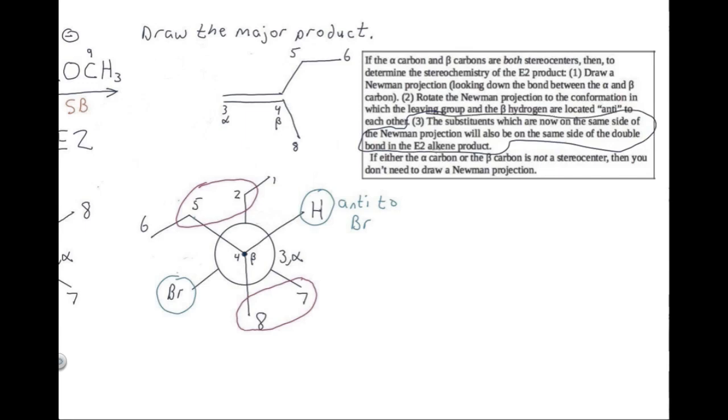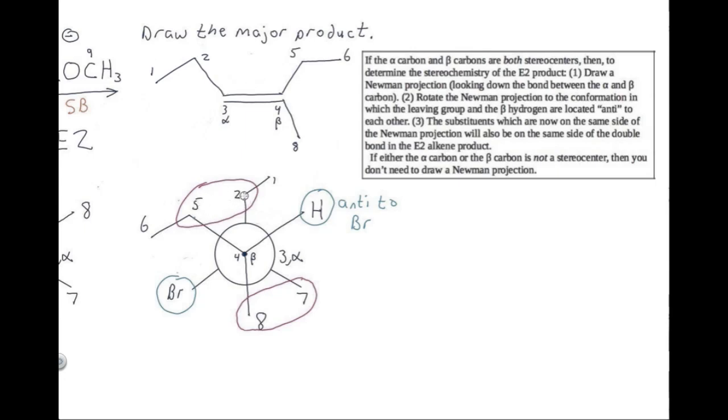And now let's illustrate how that's going to work. Well, notice here that in our Newman projection, carbon 5 is on the same side of the Newman projection as carbon 2. That means that carbon 2 should be on the same side of the double bond as carbon 5, and carbon 2 will be attached to carbon 1, like so.